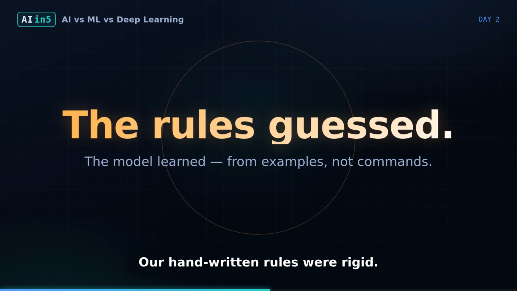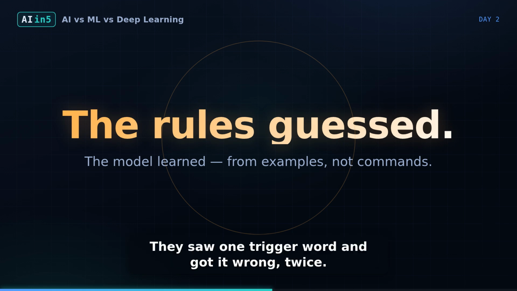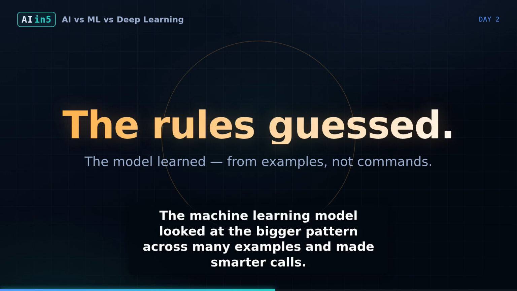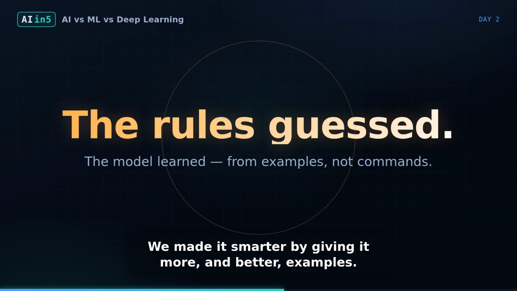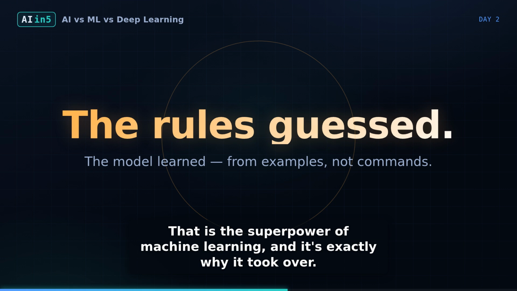Our handwritten rules were rigid. They saw one trigger word and got it wrong, twice. The machine learning model looked at the bigger pattern across many examples and made smarter calls. We didn't make it smarter by writing more rules. We made it smarter by giving it more and better examples. That is the superpower of machine learning, and it's exactly why it took over.